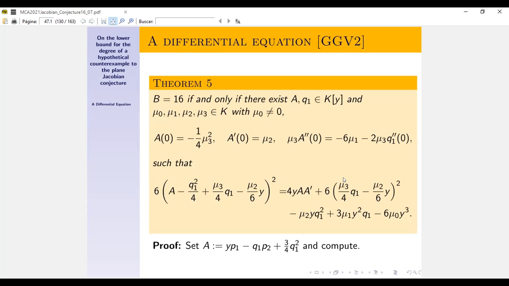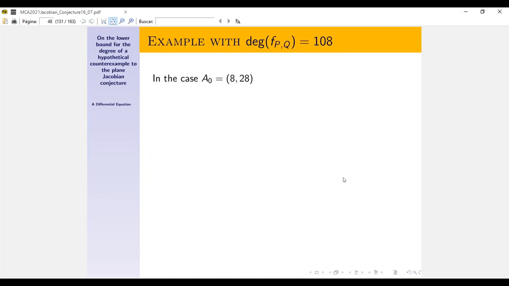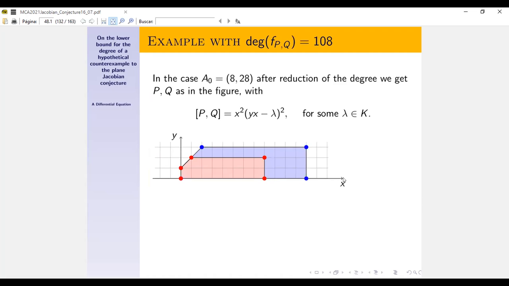So these were the efforts in order to eliminate the family of degree 16, greatest common divisor 16. Then the next case that we were dealing with is when the degree is 108, A0 was 828. And if you apply the same method of reducing the degree and applying this transformation of the shape of the support, then you obtain these two elements, P and Q, such that the Jacobian is this expression, and that have a nice, not so big support.